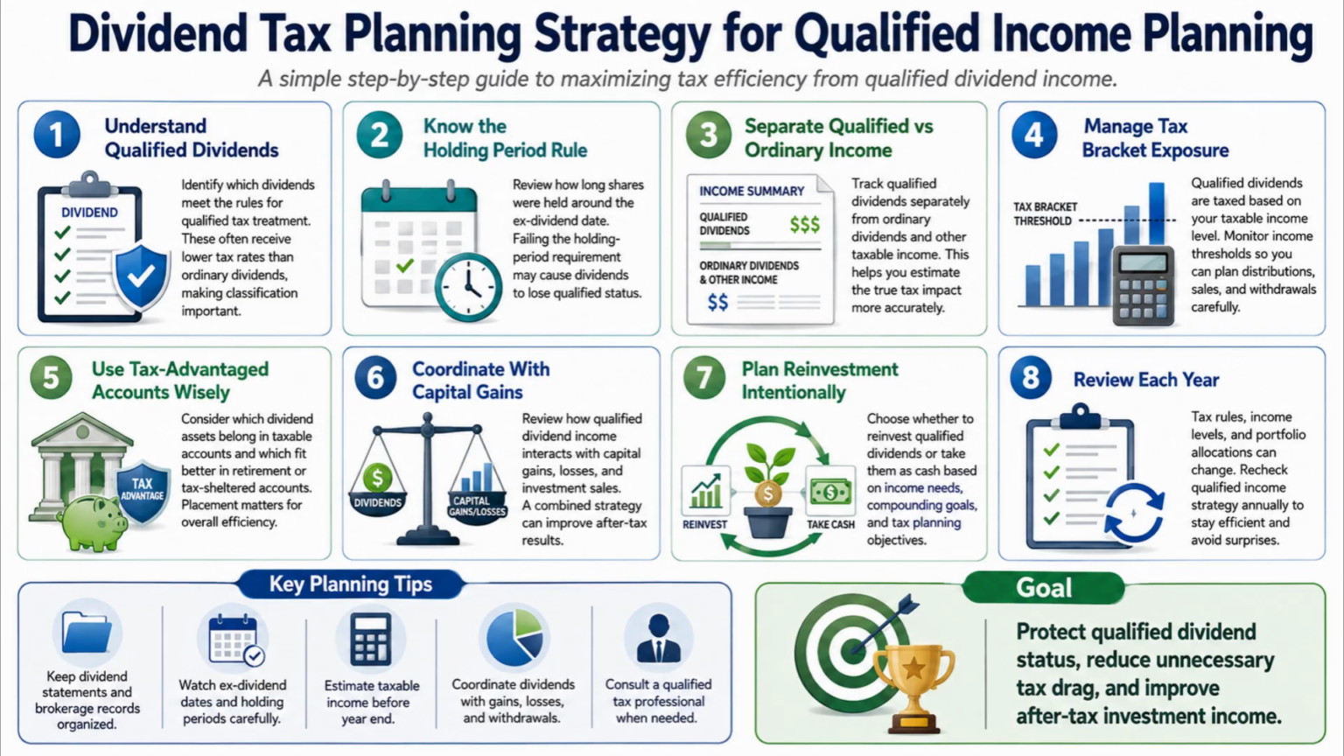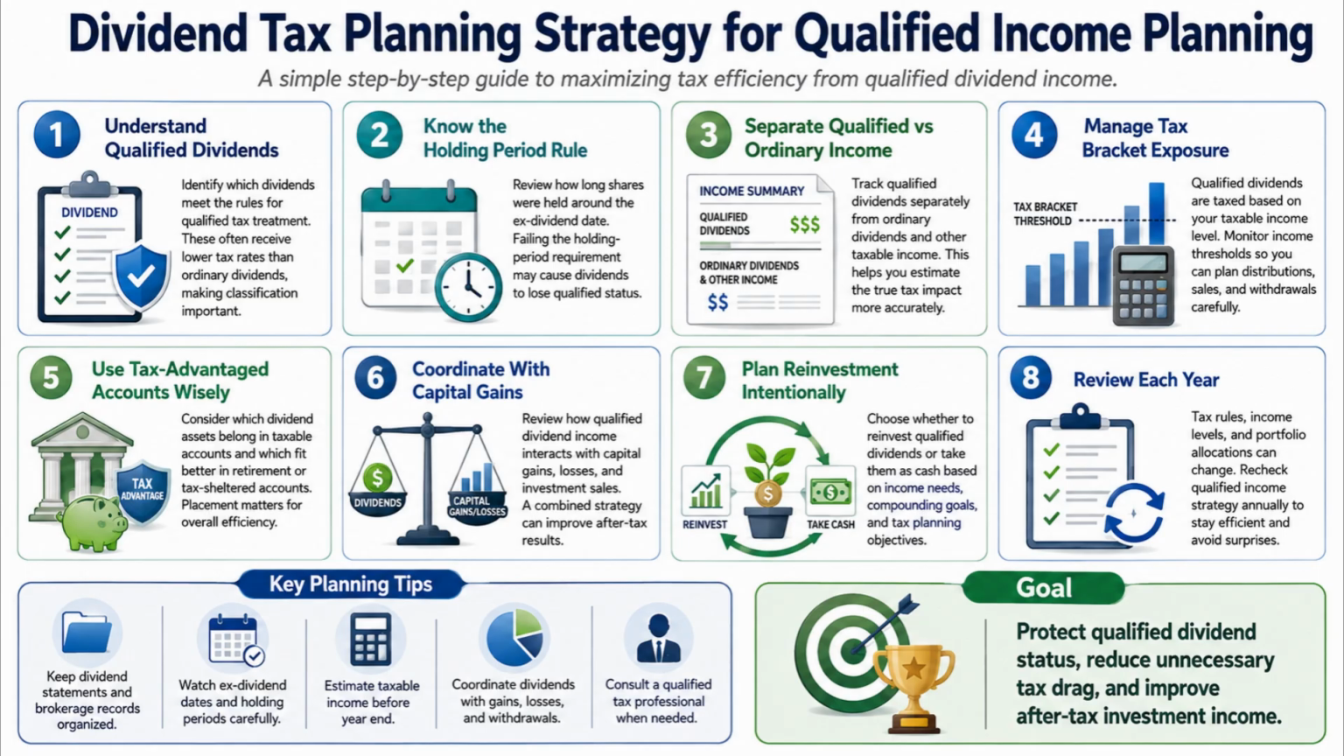Then, investors should manage tax bracket exposure. Qualified dividends may be taxed based on total taxable income, so a higher income year can change the final tax result. For example, salary increases, business income, capital gains, or retirement withdrawals may push income into a higher bracket. Because of this, investors should monitor their income levels before making large sales, withdrawals, or portfolio changes.